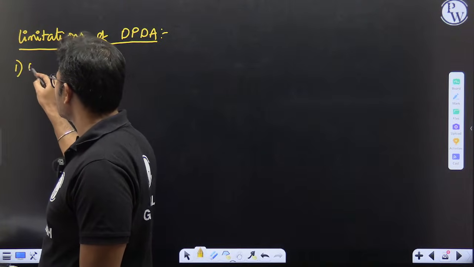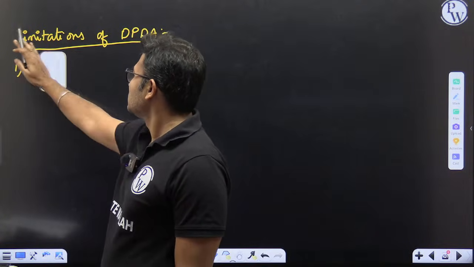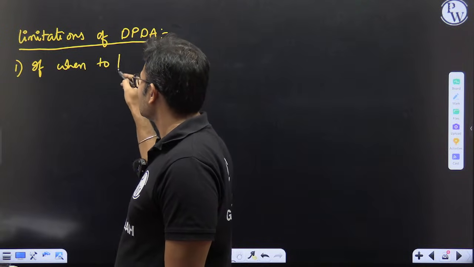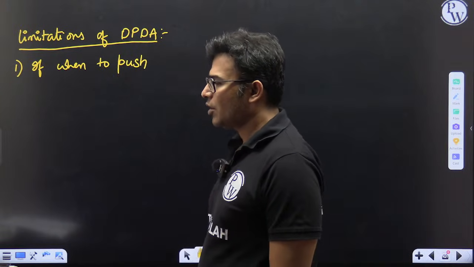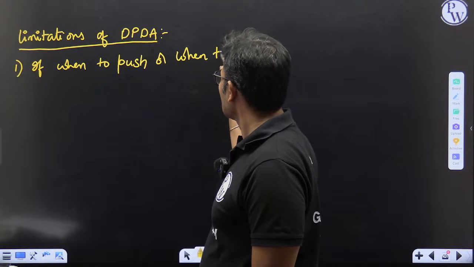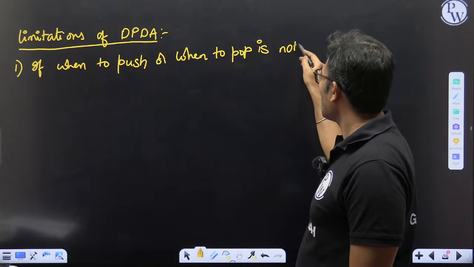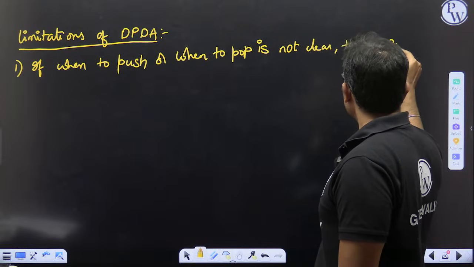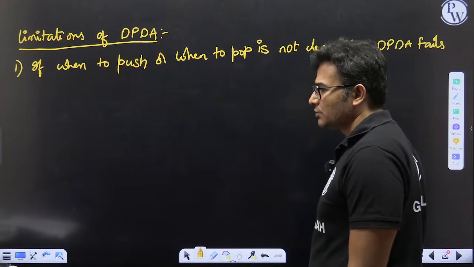So the first point is, if when to push or when to pop is not clear, then the DPDA fails. Then the DPDA fails, right?